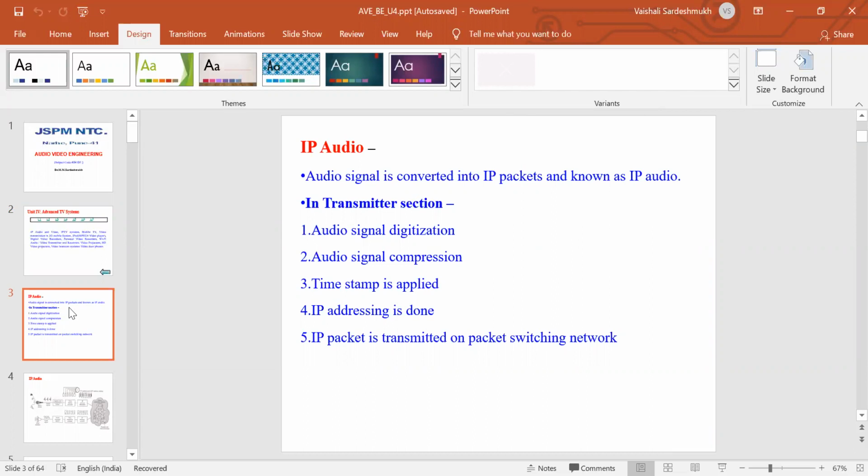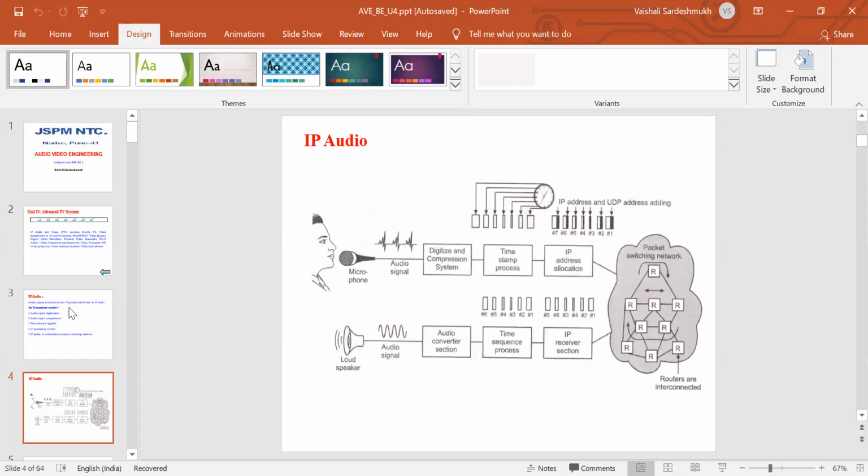Then after the signal compression, the timestamp is applied to the digital signal and the IP addressing is done. After all this, it is converted into packets. Audio is converted to electrical, then digitized, and after compression, applying the stamp and address, it is converted into packets which are ready for transmission.